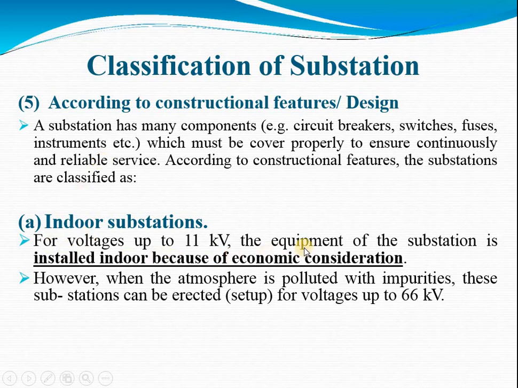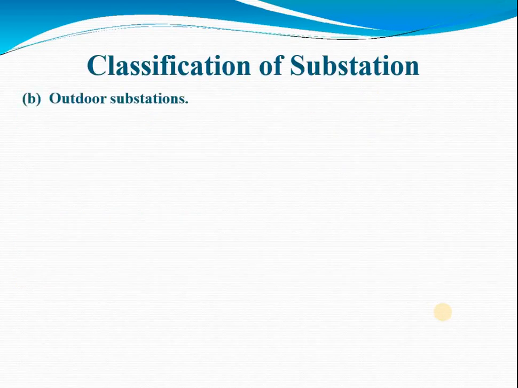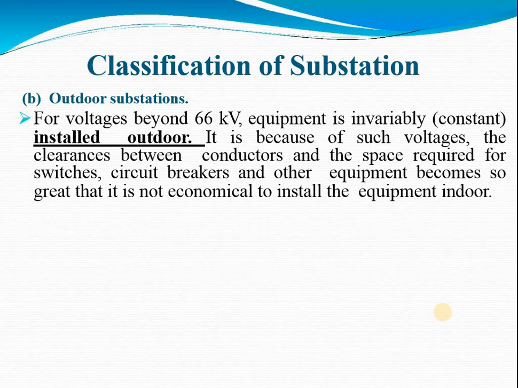For voltages up to 11 kilovolt, the equipment of the substation is installed indoor because of economic consideration. However, when the atmosphere is polluted with impurities, these substations can be rated for voltages up to 66 kilovolt. The second subcategory is outdoor substation. Beyond 66 kilovolt, the equipment is invariably installed outdoor.